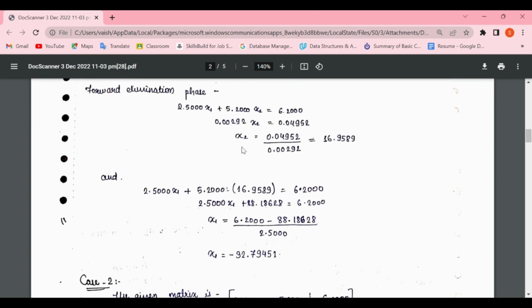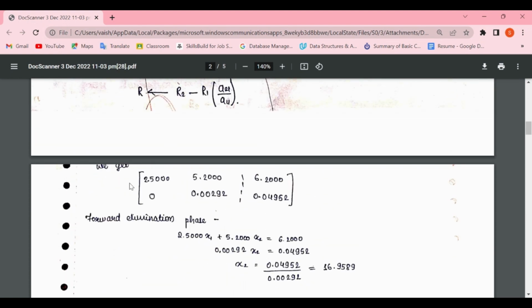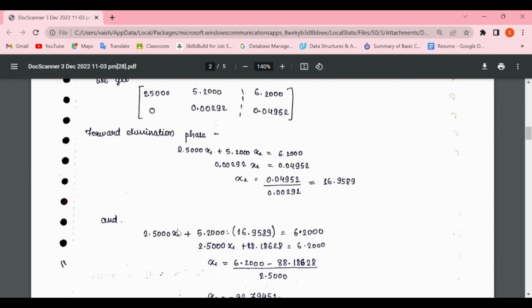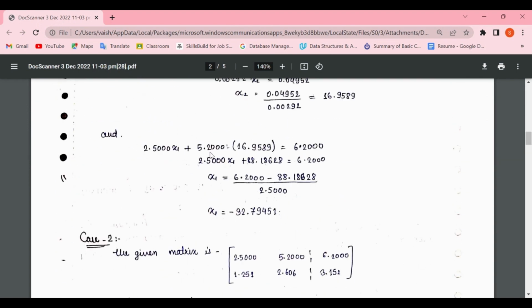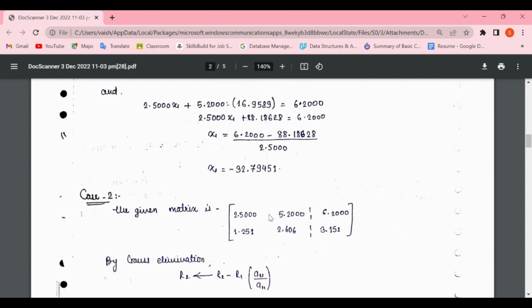16.9589, and now putting this x2 value in the first equation, we will get 2.5 x1 plus 5.2 into 16.9589 is equal to 6.2. Here we will get x1 is equal to 6.2 minus 88.18628 upon 2.5. The value x1 is equal to minus 32.79451. Now we are solving the matrix for case 2.